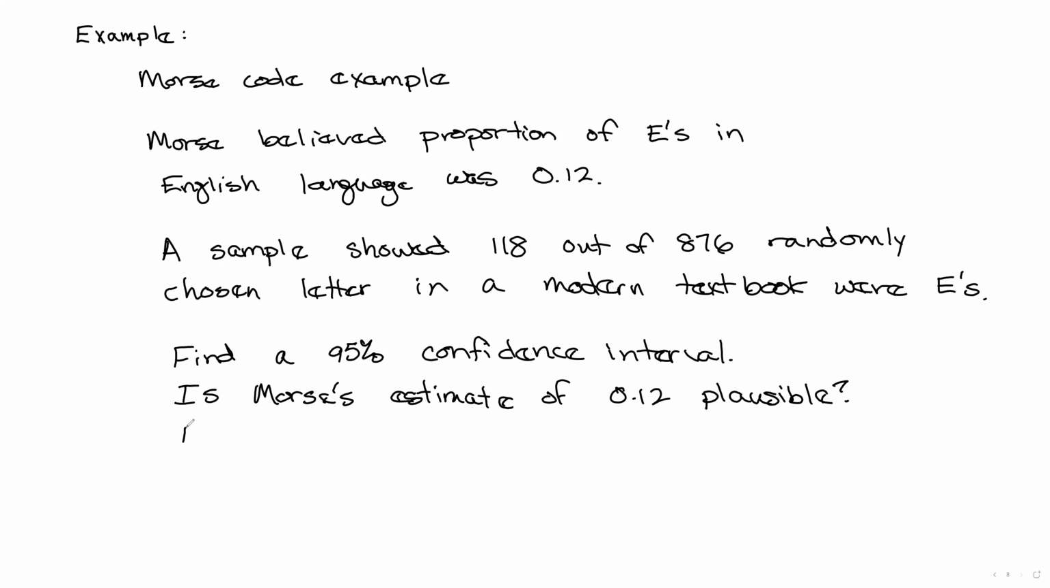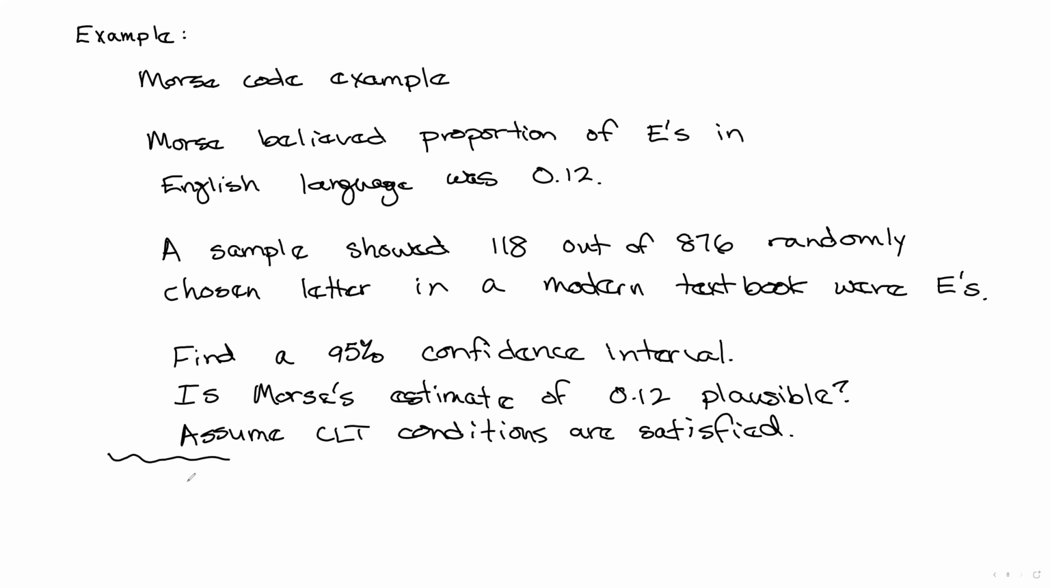And then the last thing it says is to assume the CLT conditions are satisfied. So that saves us some work, because we already checked them the previous time this example came up. So we don't need to check them again. If the CLT conditions are already satisfied, we can immediately jump into finding the three things that we need to create our confidence interval.